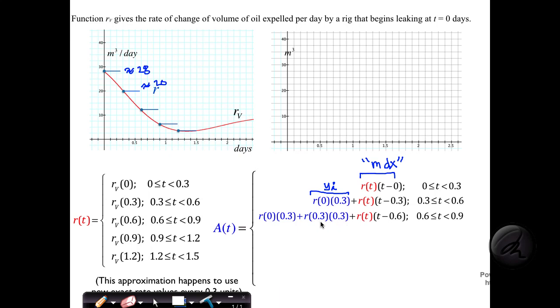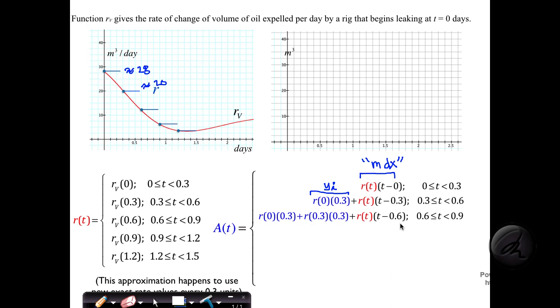Now, all this stuff in blue gives me my y initial. If you can see, this is the same as the previous line, r of 0 times 0.3. That's where I was at the end of the first interval. That's the y value at the end of the first interval. This is the accumulation that happens during the second interval. So I have all of the oil that spills during the first interval, plus all of the oil that spills during the second interval, plus what's spilling while I'm in the third interval, between time 0.6 and 0.9.